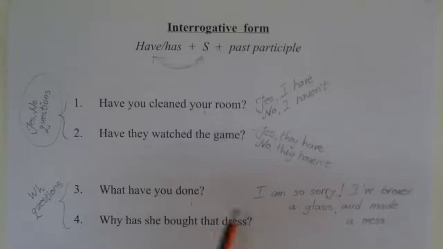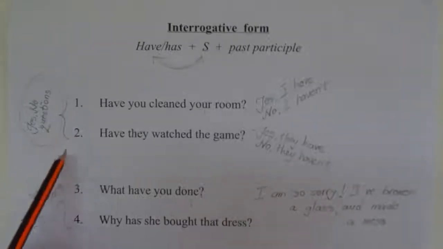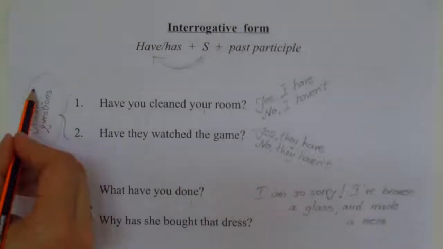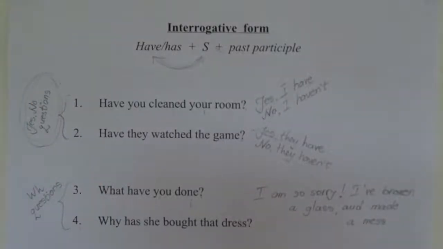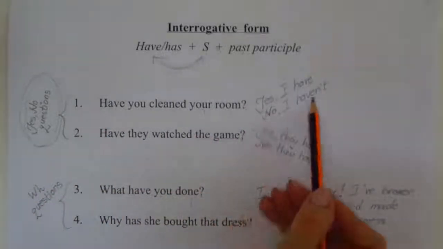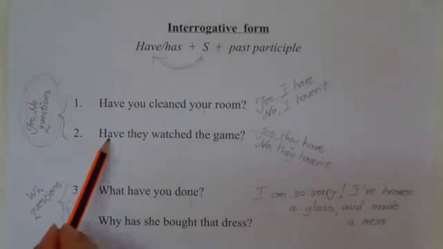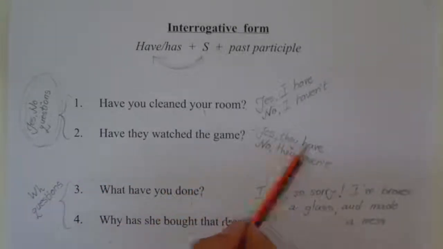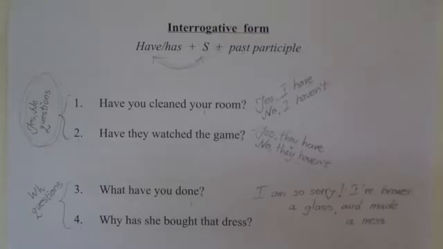As you can see, I divided these sentences 2 by 2. The first two are simply yes or no questions. The answer is short. Have you cleaned your room? Yes, I have. Or no, I haven't. Have they watched the game? Yes, they have. Or no, they haven't.